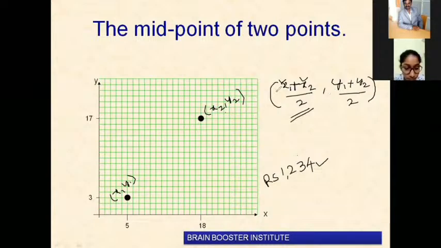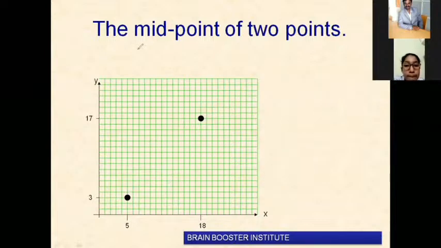Now let's go into the formula. So what can you say the point A here? What is the point A? It's 5 comma 3. Very good. This one, 18 comma 17. Same formula. Now, let us draw the line segment AB.